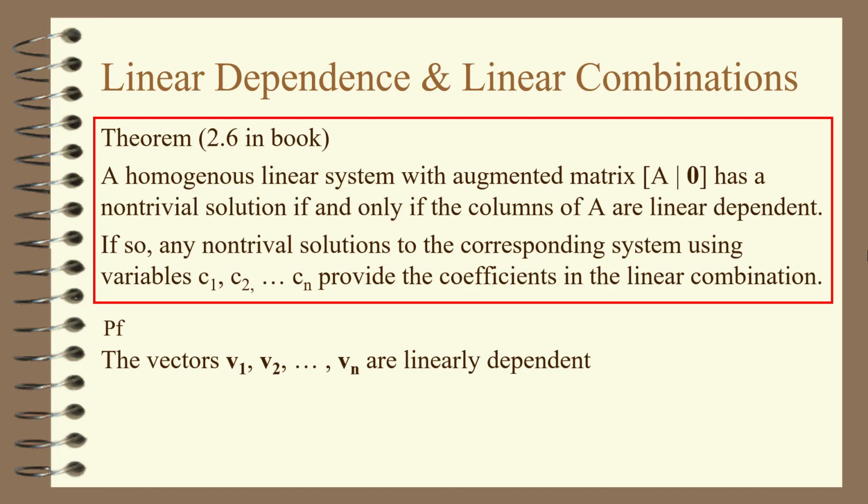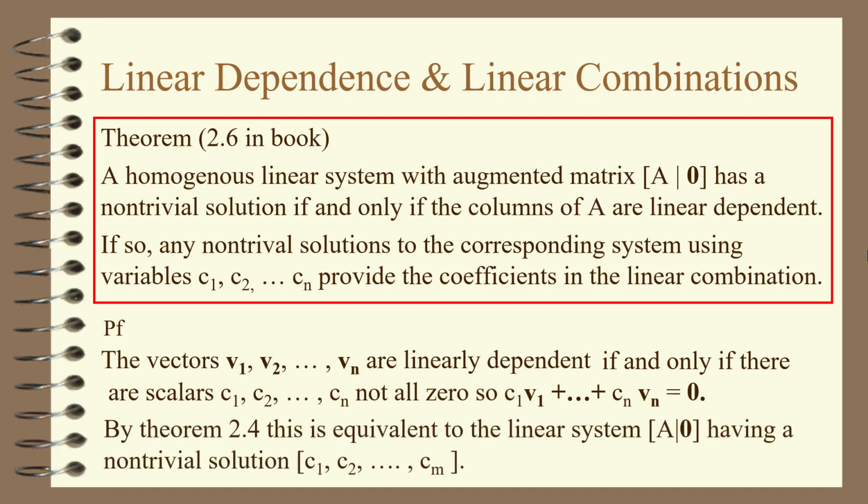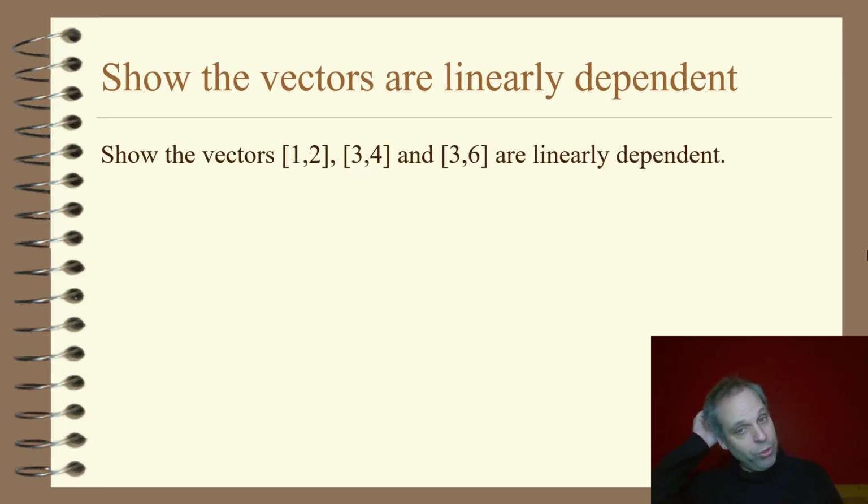Now that can happen if and only if there are scalars, not all 0, so the linear combination of those vectors is the 0 vector. But we can go directly from Theorem 2.4 to say that can happen if and only if the corresponding linear system whose augmented matrix is A|0 has a non-trivial solution. And that's it. Now to go ahead and use it, let's do it quickly.